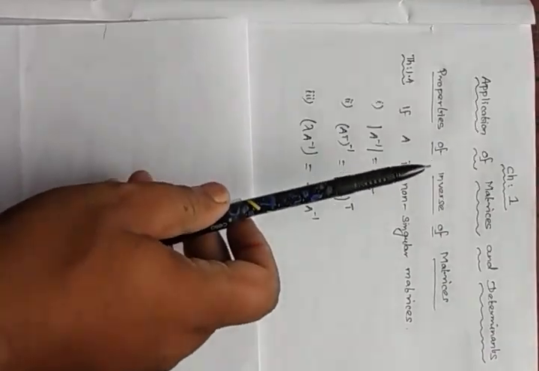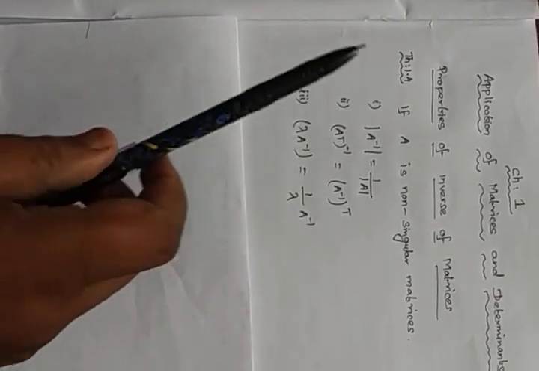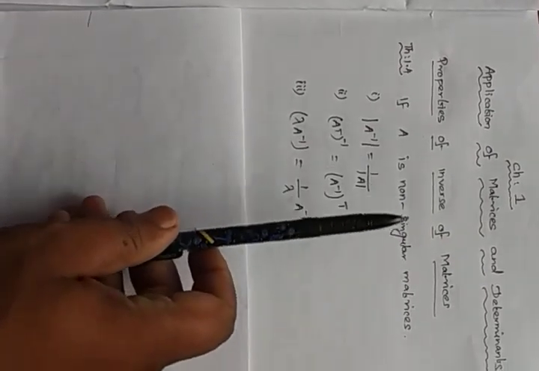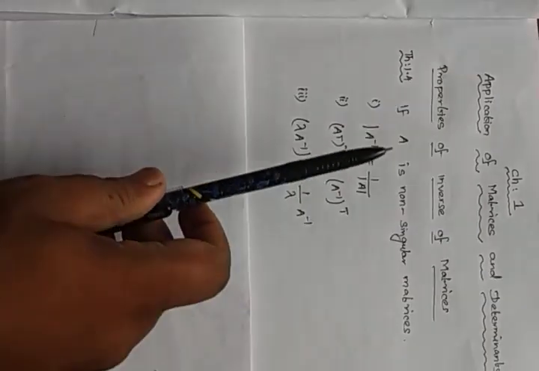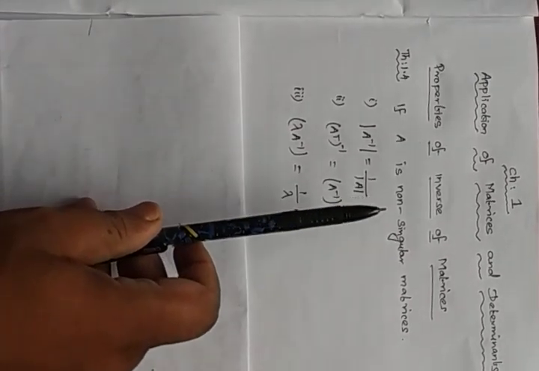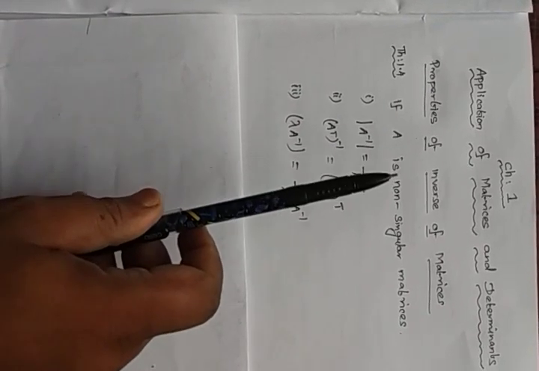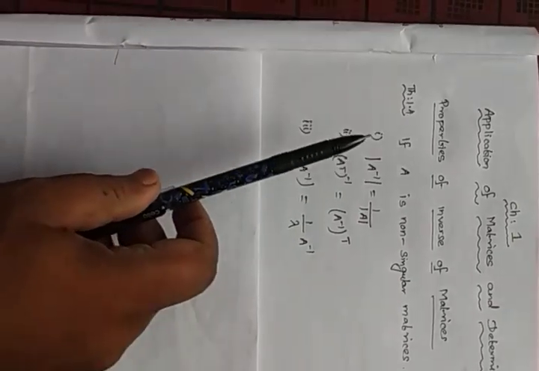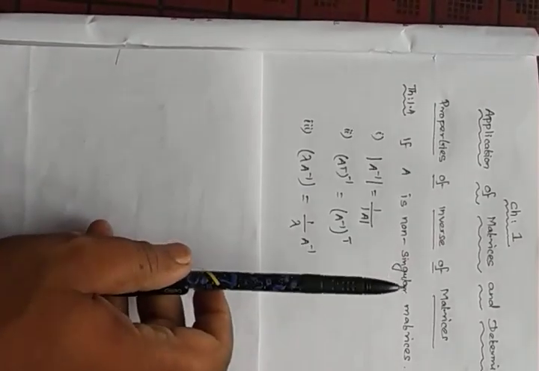Let's start application of matrix and determinant, and next we have properties of inverse of matrices. Theorem 1.4. What it says you have to remember here: if A is a non-singular matrix. What is a non-singular matrix? Non-singular matrix means, as I already told you, determinant of A should not equal 0.